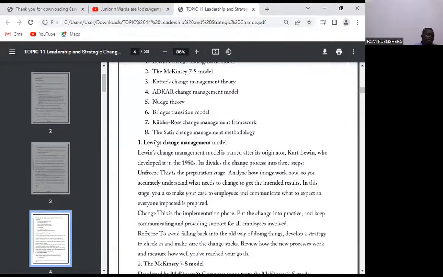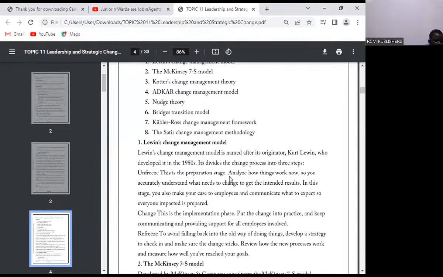First of all, we have unfreeze. We have to try to unfreeze those old habits of doing things, that old behavior. You tell people, now, stop. For example, if an employee was coming to work late, you tell the person that from today, henceforth, you are not required to be reporting to work late. You have to be at work on time. Then you come now with the policy. That's now the part of the change. Make it a policy. Then you go to the refreeze, which is now to implement.